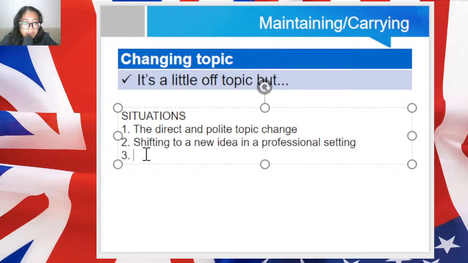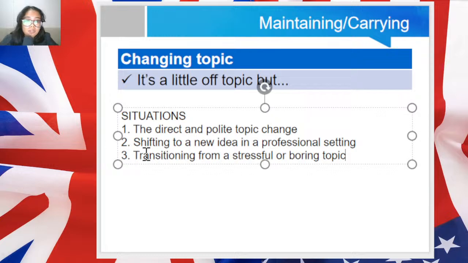And lastly, we have transitioning from a stressful or boring topic. Okay, transitioning from a stressful or boring topic. So this phrase is useful for when you want to change a conversation that has become stressful, a conversation that has become awkward.